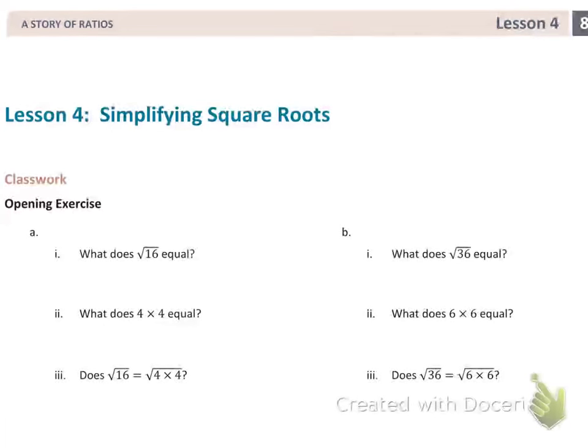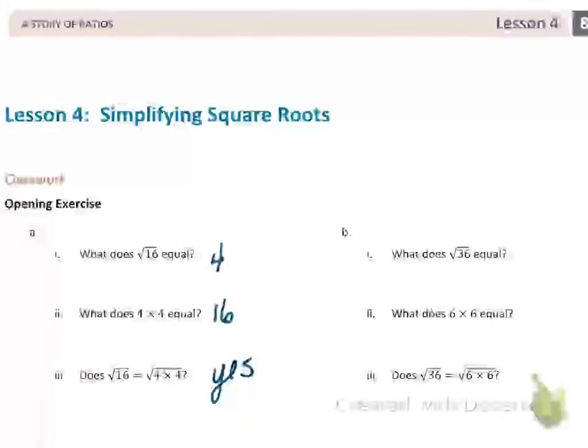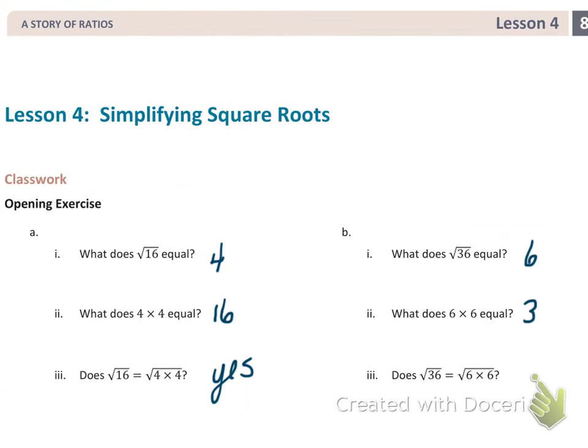So in this opening exercise, we're just asked some simple questions. What does the square root of 16 equal? It's 4, right? What is 4 times 4? Well, it's 16, which helps us to simplify the square root of 16. And then does the square root of 16 equal the square root of 4 times 4? Yeah, it does. Okay, those are the same. The square root of 36 is equal to 6. 6 times 6 is equal to 36. So would the square root of 36 equal the square root of 6 times 6? Yes.